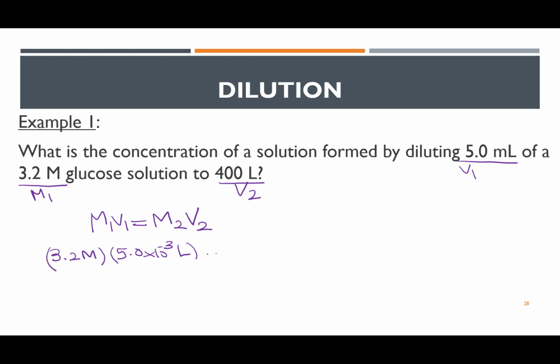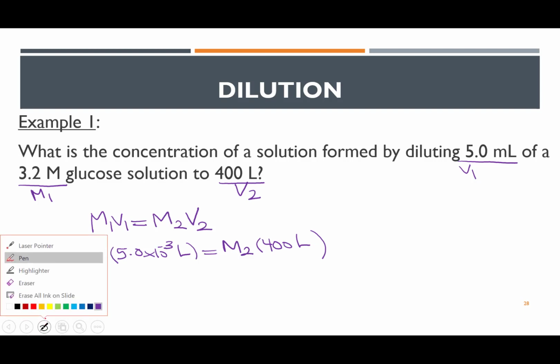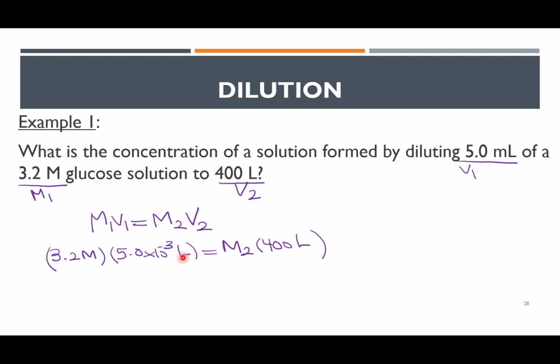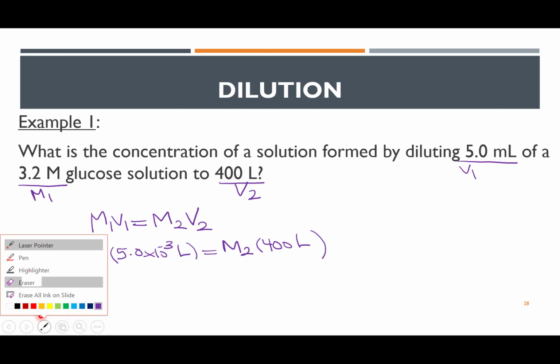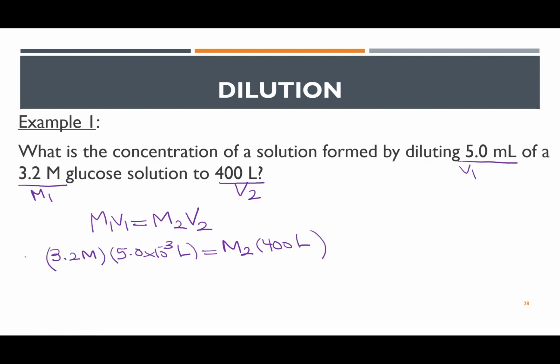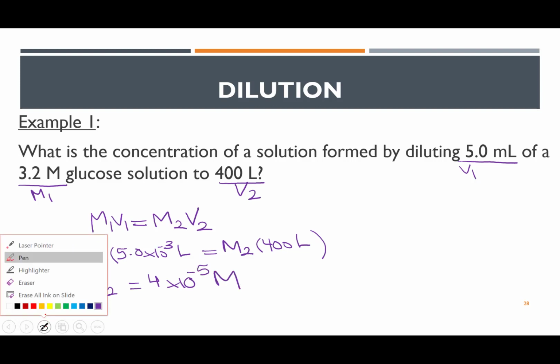This is equal to M2, which we want to find out, times V2, which is 400. As you could see here, the unit for my V1 is liter, V2 is liter. As I told you guys, it could be any unit as long as it's the same. Now if you do the math, our M2 will be 4 times 10 to the power of negative 5 molar.